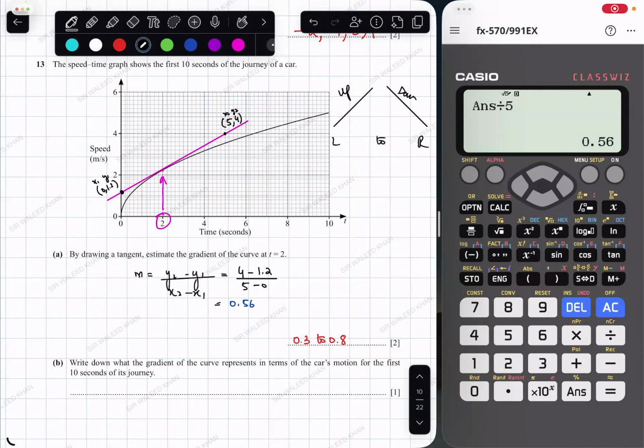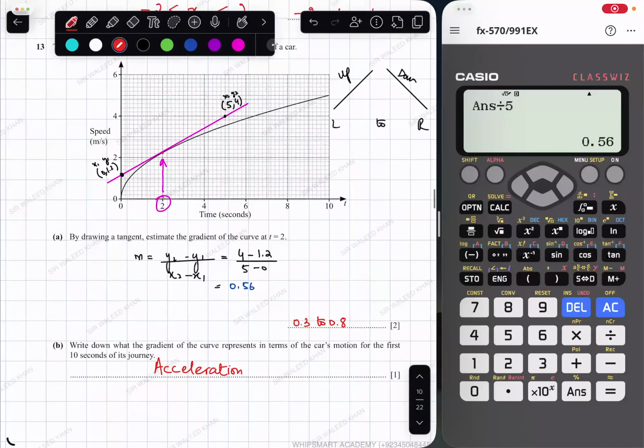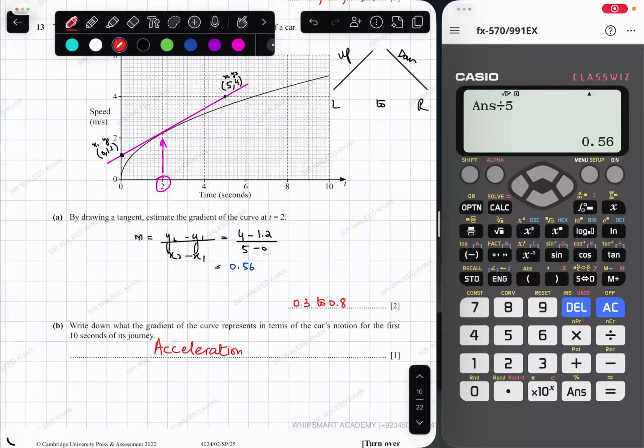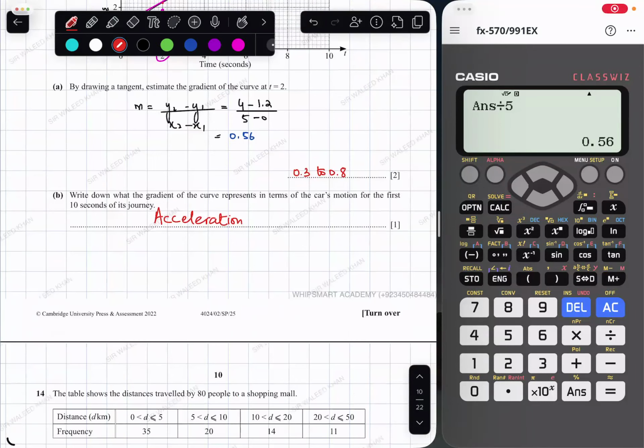Yes, Ismail, ask. So it is representing... what are you saying? Ismail, I can't hear you properly. Will we write the unit for part A? No, not a unit for part A. That's fine. You don't need to. Okay. They are just talking about the gradient.